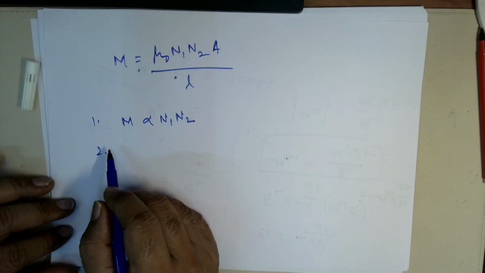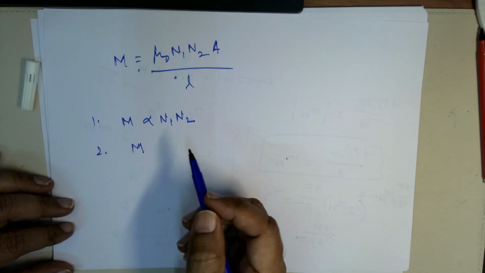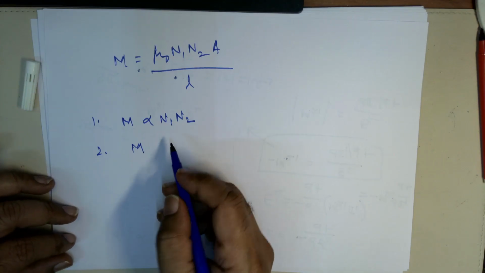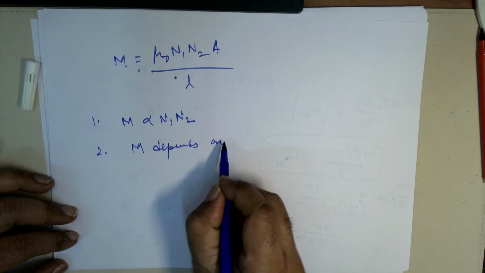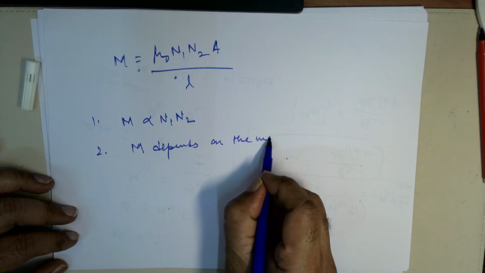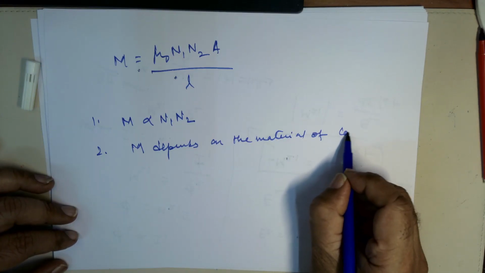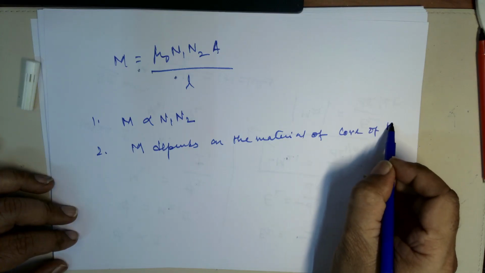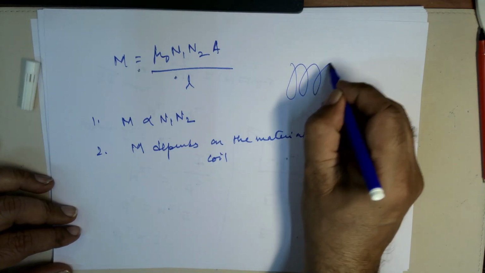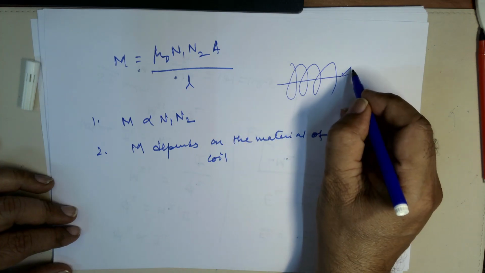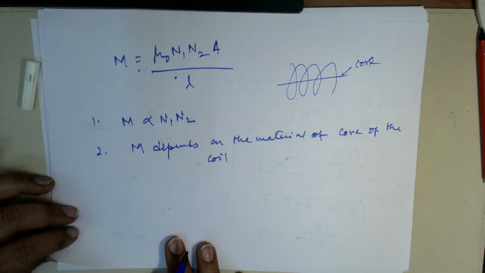Secondly, M also depends on the material of the core of the coil. Core of the coil means what? This is the coil and this is the inner core. So in what material it is made, based on that this will change.